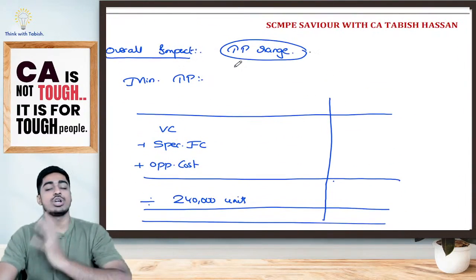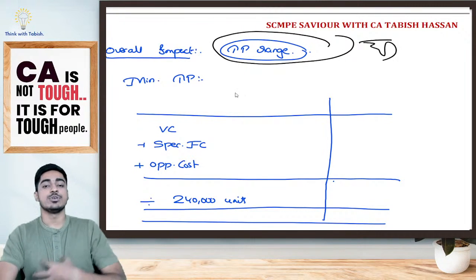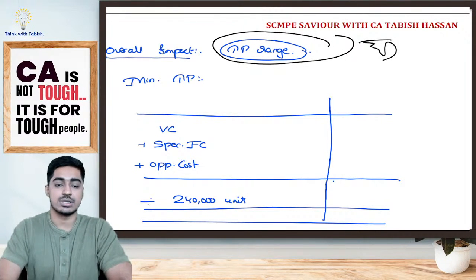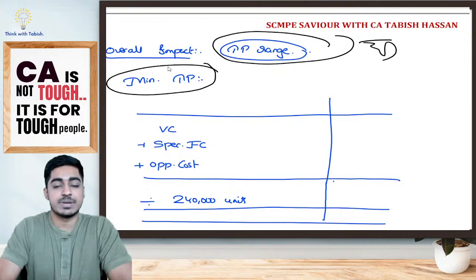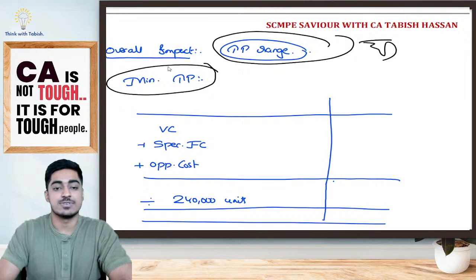Look at this overall impact. I can also get it by the transfer pricing range. It is not given in the question, but for you to cross check whether your answer is correct or not. What is the minimum transfer price in this case? What is the minimum transfer price, students?